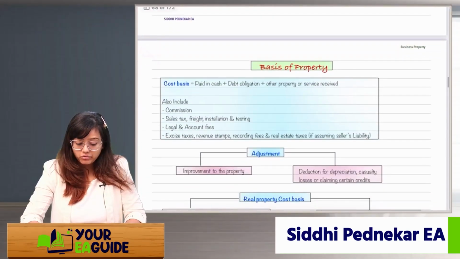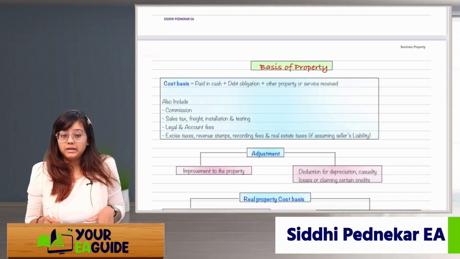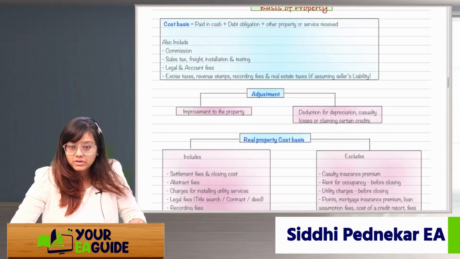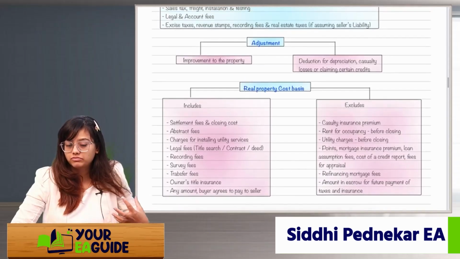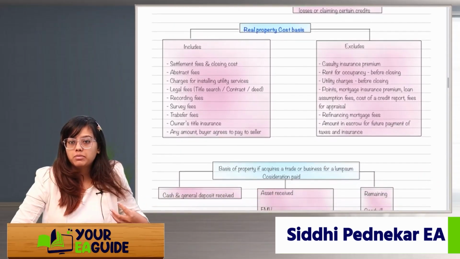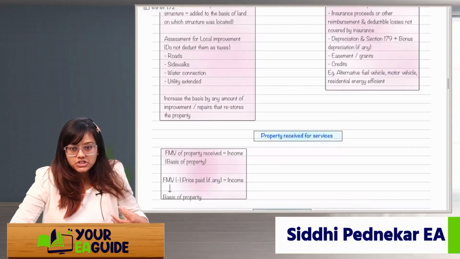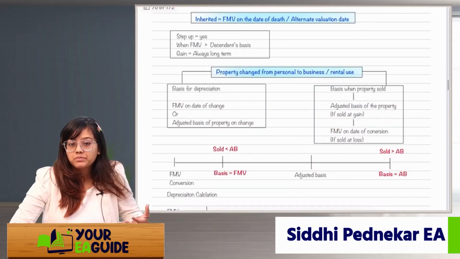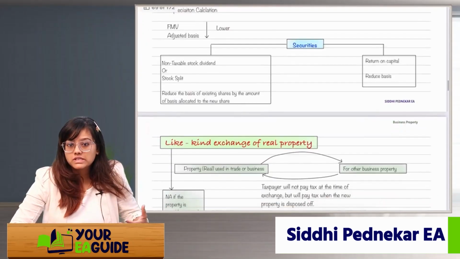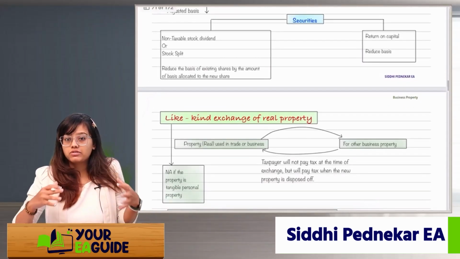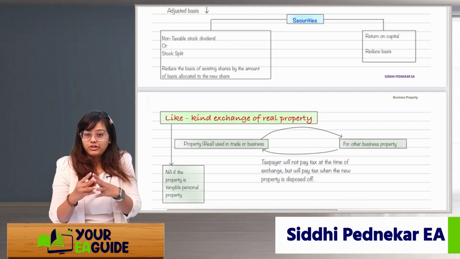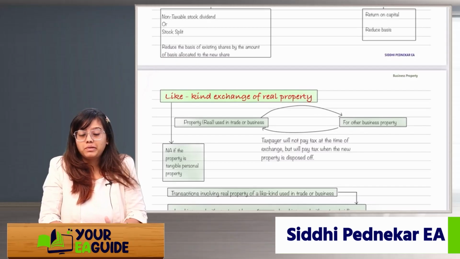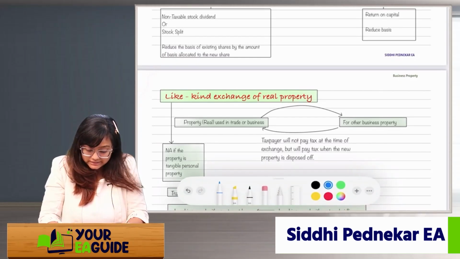The next important topic which we are going to start is basis of property, which we'll do in the next session. There you will see what is the basis of property, how the cost is calculated, for what amount it will be adjusted, what is the real property's cost basis. Then we have adjusted basis, property received for services, bargain purchase, involuntary conversions. This is important actually, involuntary conversions. Then we have like kind exchange, my most favorite topic, and the examiner's favorite topic in the exam, because most of the questions will be based on like kind exchange.